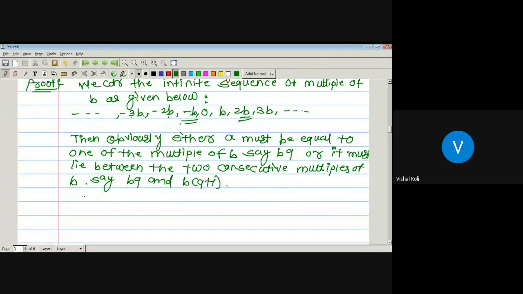That is, a always lies between b into q and b into q plus 1. So if a is a multiple of b, it means in this case a is equal to bq, and whenever a is not a multiple of b, then it must lie between the two consecutive multiples of b. So the range of a is nothing but bq is less than or equal to a, which is strictly less than b into q plus 1, for some integer q.